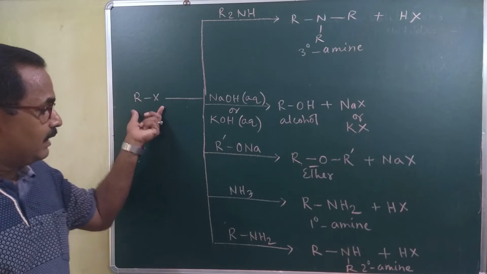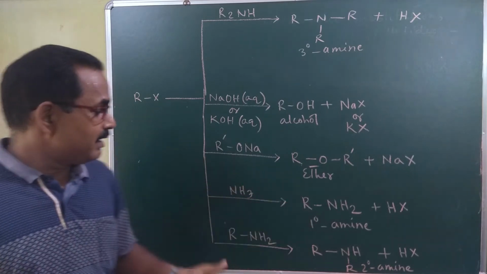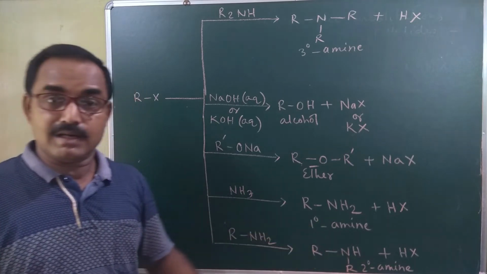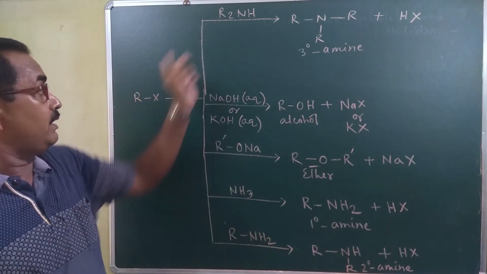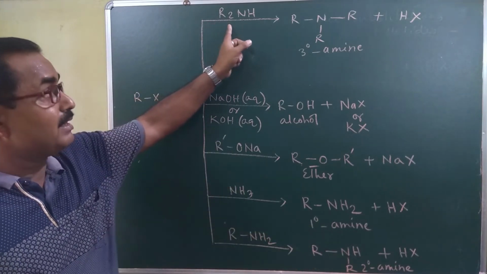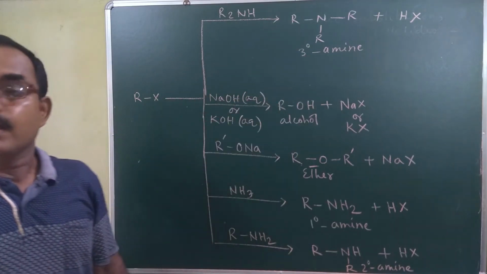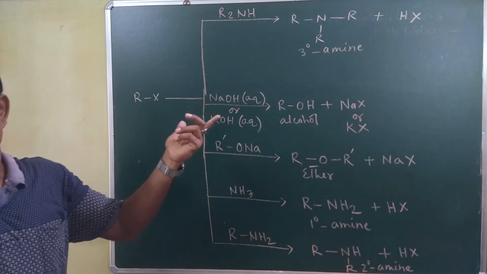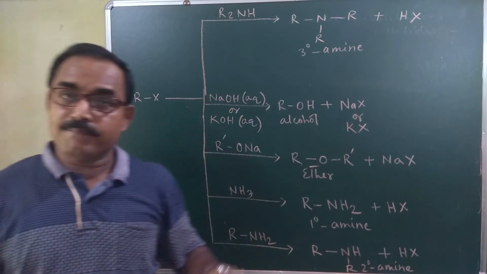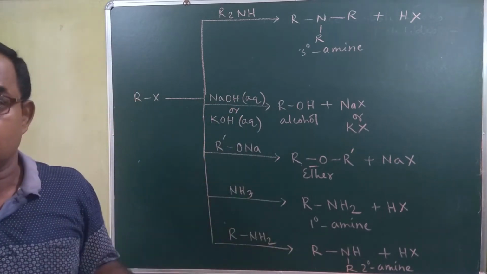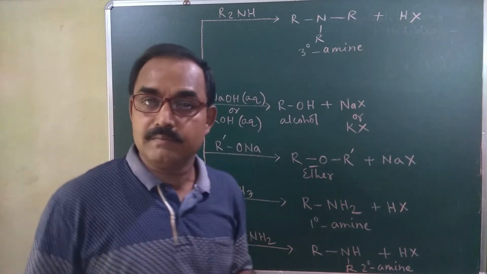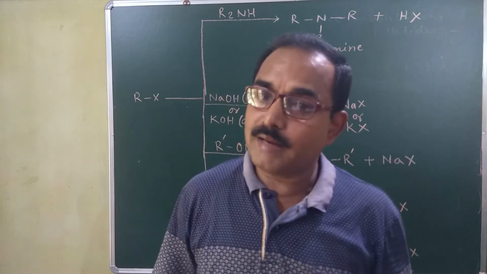So reaction of alkyl halide with ammonia gives us primary amine. Reaction of alkyl halide with primary amine gives us secondary amine. Reaction of alkyl halide with secondary amine gives us tertiary amine. In a similar way, tertiary amine also reacts with alkyl halide. But in that case, there will not be nucleophilic substitution. We will have a salt. That salt will be termed as a quaternary ammonium salt.